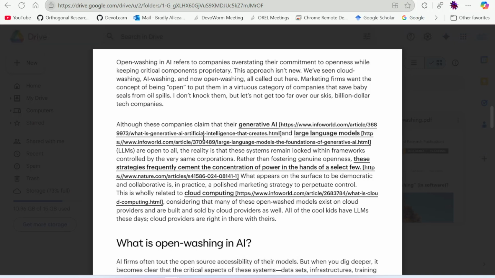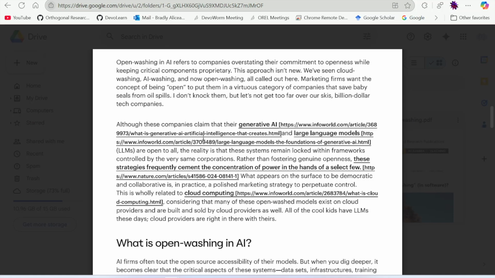Although these companies claim their generative AI, large language models, etc. are open to all, the reality is that these systems remain locked within frameworks controlled by the very same corporations. I think that's crucial: the frameworks are not allowed to evolve according to the contributors or the needs of users. It's like within this corporate space, you can access things, but you can't change them too much. You're kind of limited as to how you can contribute to the projects and how you can modify them.